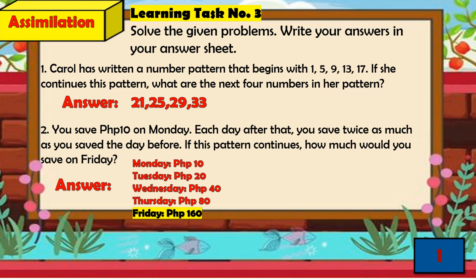Okay. And so we have number 2. You save 10 pesos on Monday. Each day after that, you save twice as much as you saved the day before. So for the Monday, we have 10. And then Tuesday, we have 20. Wednesday, that is 40. And then Thursday is 80. And by Friday, you will have 160.